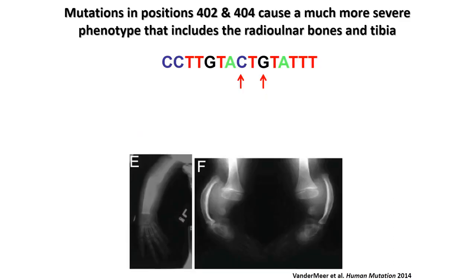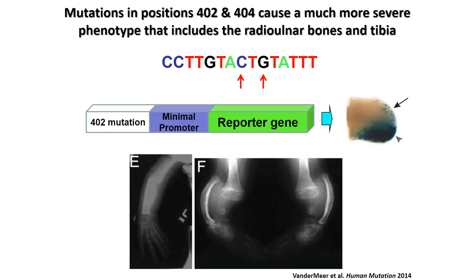Mutations in this enhancer, for example here in position 402 or 404, lead to a much more severe phenotype. Not just an extra finger, but the radius and ulna are affected, and the legs could be affected. And so we took one of these mutations, 402, and tested it for enhancer activity, putting the mutant enhancer with the minimal promoter and reporter gene and sticking it into mice.